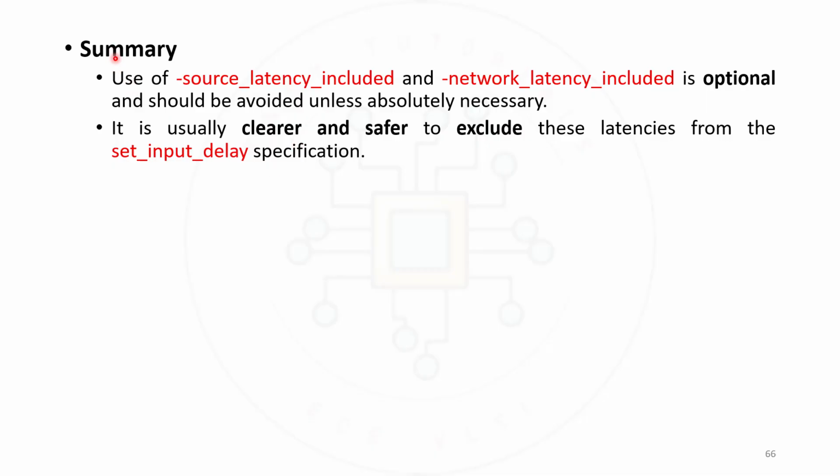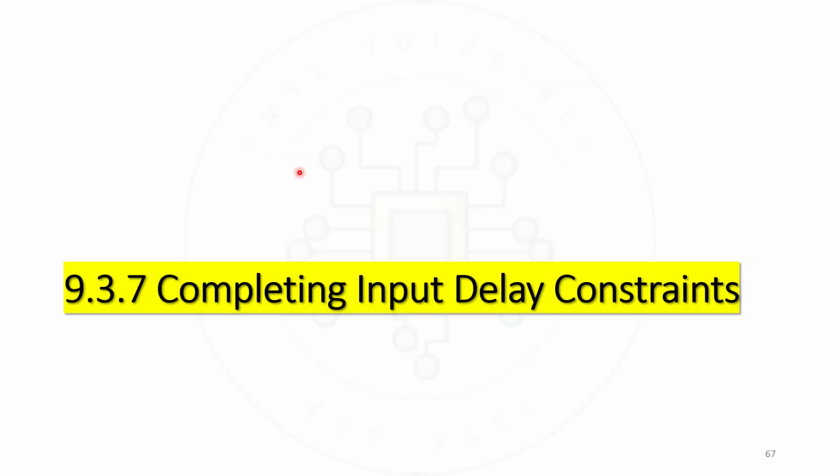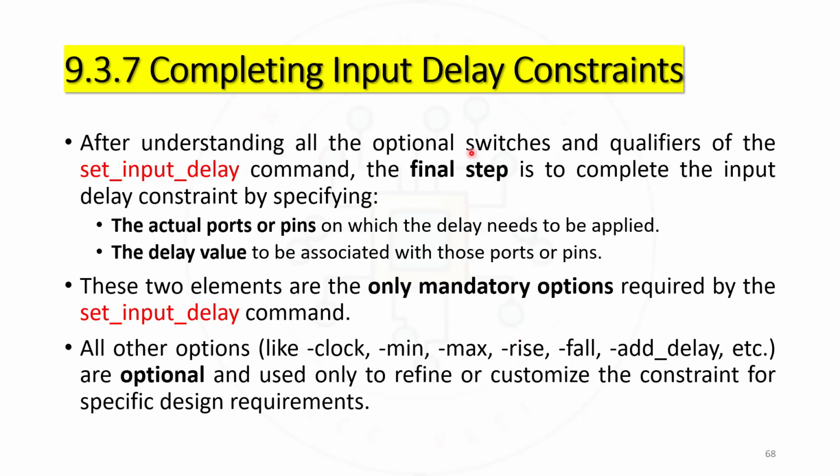So as I told you, in summary, the use of hyphen source latency included and network latency included is optional and should be avoided unless necessary. It is usually clearer and safer to exclude these latencies from the set input delay specification. And let us see the complete picture of the input delay constraint. After understanding all the optional switches and qualifiers of the set input delay command, the final step is to complete the input delay constraints by specifying the actual port or pin on which the delay needs to be applied, and the delay value to be associated with those ports and pins.